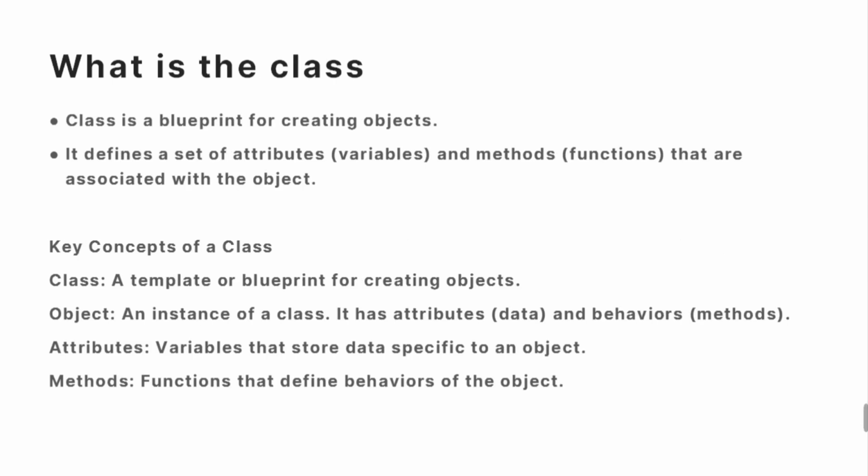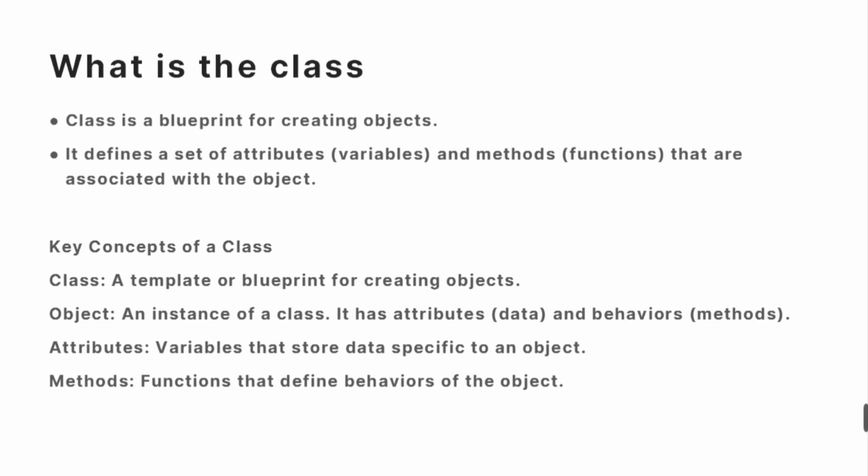A class is nothing but a blueprint for creating objects, which have attributes and methods as well. In a class, attributes are nothing but the variables which store the specific data of that particular object, and methods are nothing but the functions which define the behavior of that particular object, I can say.